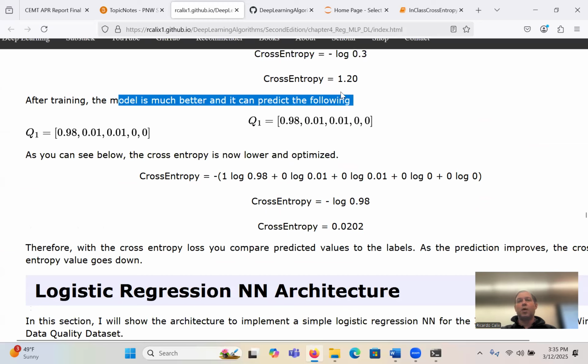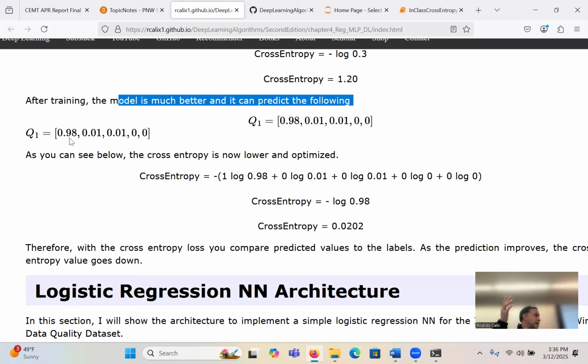So obviously 1.2 is higher than 0.02, and it just so happens that this corresponds to the model predicting better. Another way of saying this is, as cross entropy goes down, the model improves and just becomes better at predicting those probabilities. Remember that what the model predicts is these probabilities. And then to get the label, all you do is grab the highest value. So here, what would be the label? If this is the highest value, 0.98, then the max label is 0.